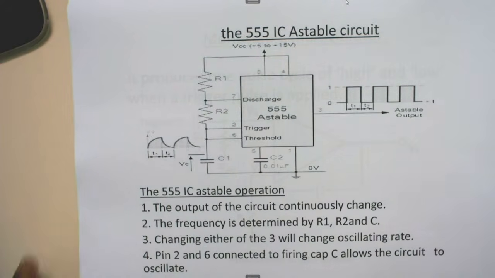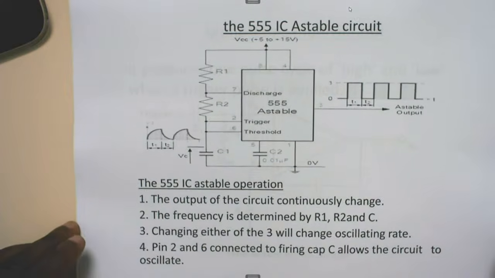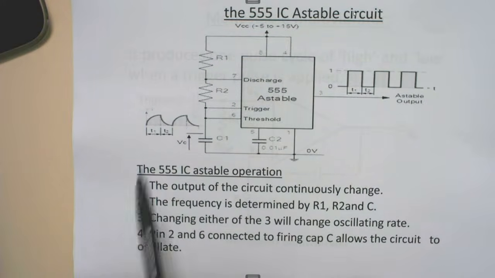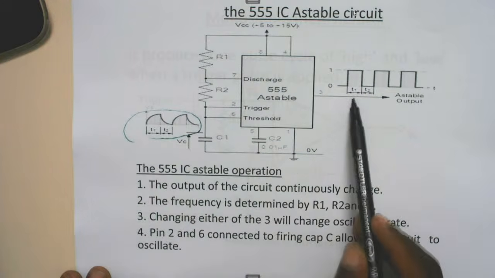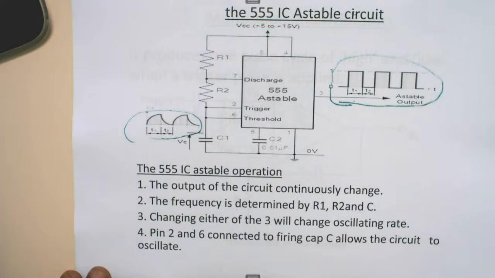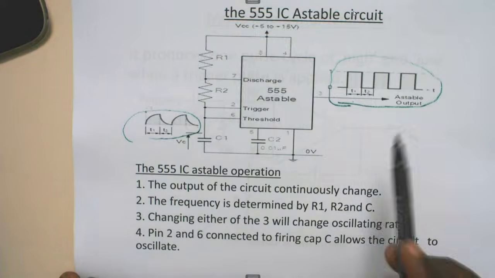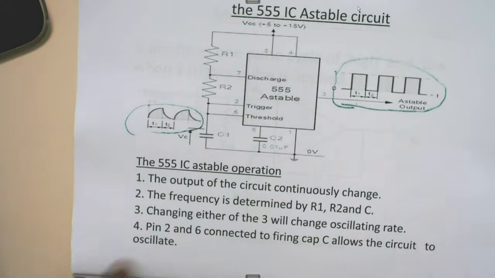So in here we've got the 555 IC astable multivibrator. If you look at here, you still have your capacitor charging, then you've got the output waveform of this astable multivibrator. So without wasting time, let us go to the astable operation of the 555.